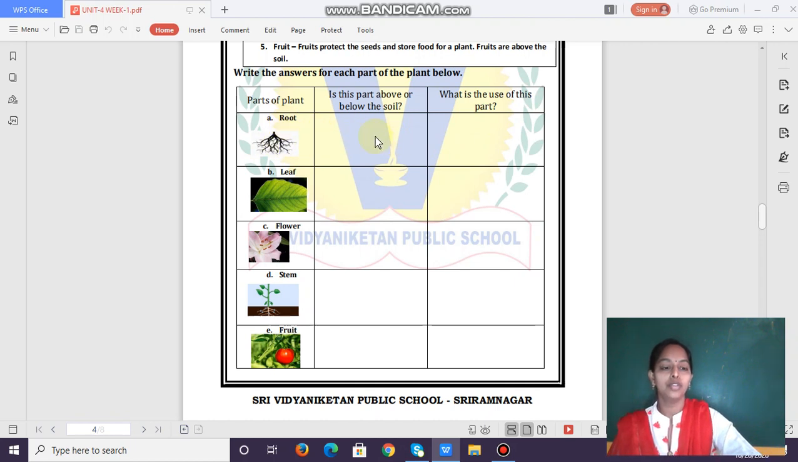And what you have to do here, students, you have to mention whether it is below the soil or above the soil. And here, see what the use of the part is, that you have to mention. And like this, you have to see all the pictures and mention it here. Okay, and in this column, you have to mention all the uses of the parts. Okay, I hope you understood.